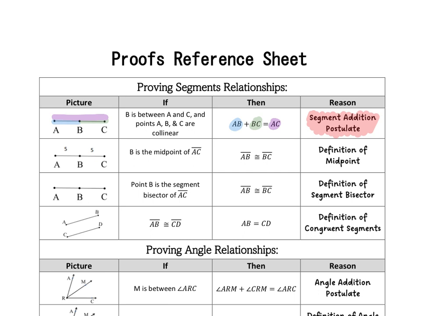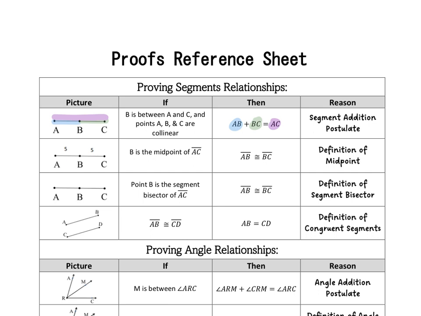Now I'm going to remove my highlight on the reasons just because I'm going to need some of those colors to explain the reasons, but that's what I'm talking about, the reasons. If B is between A and C and points A, B, and C are collinear, then AB plus BC equals AC. That's the segment addition postulate.